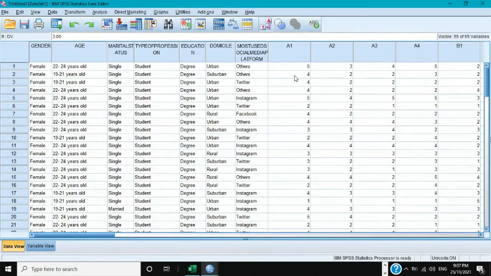Today I'm going to show you how to do your correlation analysis, or how to do correlation. Once you are here and you have already transformed your data, the next thing that you have to do is to do correlation.